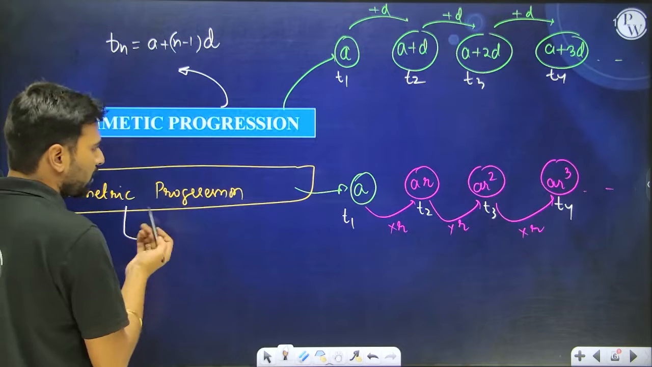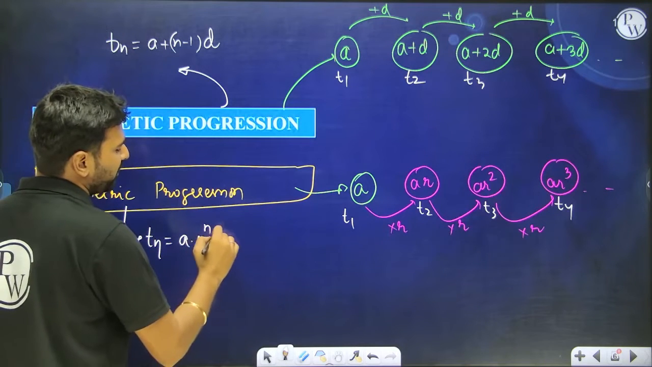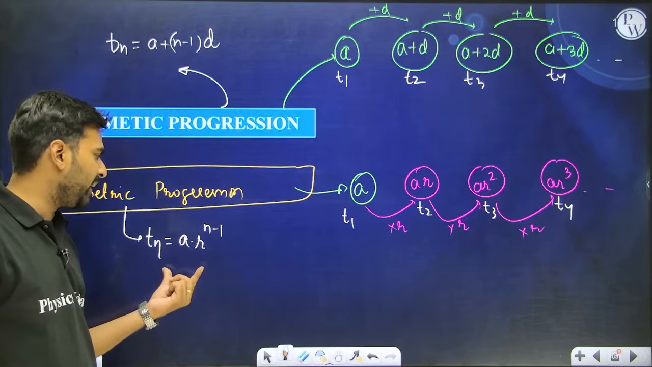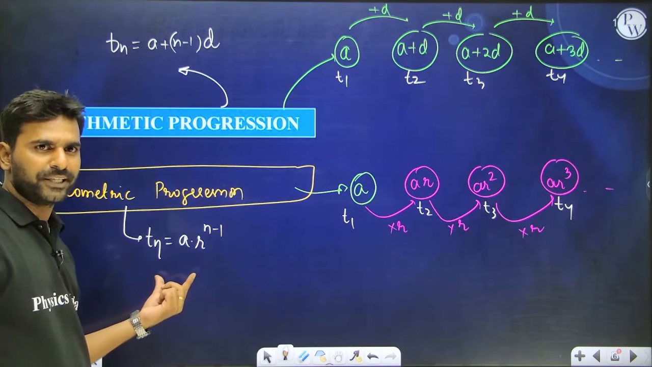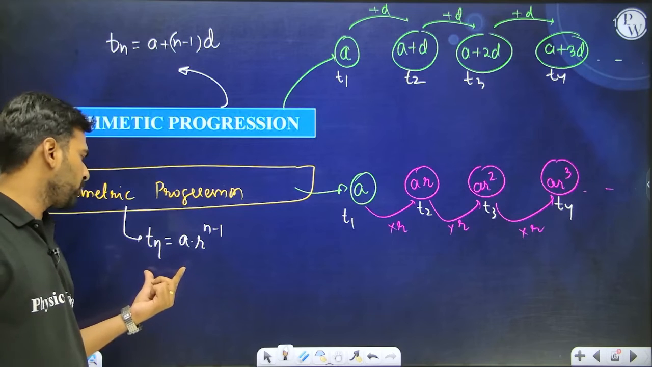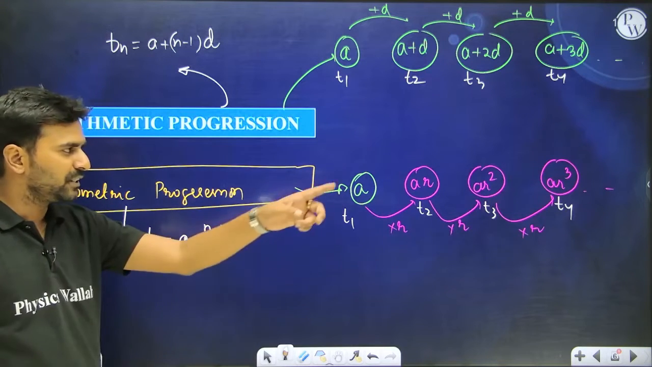Whereas if I talk about the nth term, that is Tn, you can write it as A into R to the power n minus 1. Yes or no? Look, if you put n is equal to 1, you're going to get A. If you put n is equal to 2, you're going to get A into R. If you put n is equal to 3, you're going to get AR to the power 2. If you put n is equal to 4, you're going to get A into R to the power 3, and so on. Look, these are the terms getting formed.